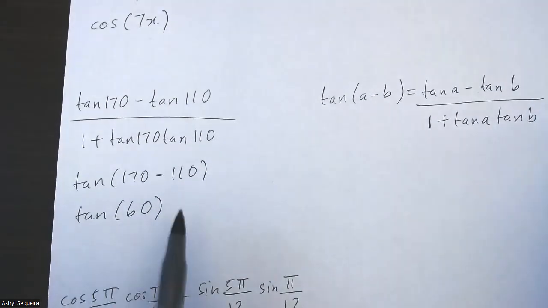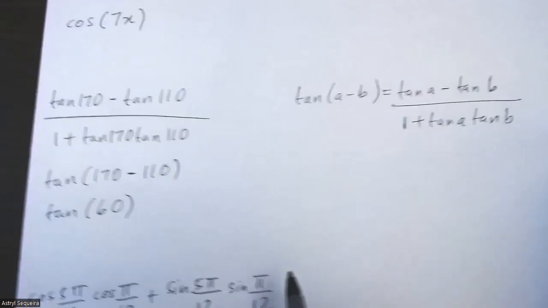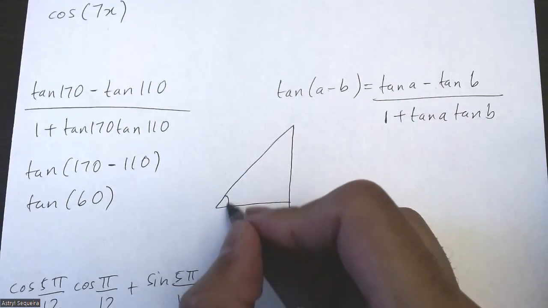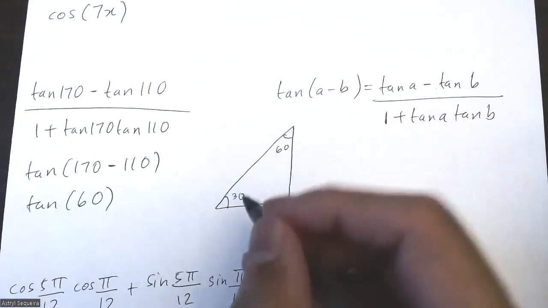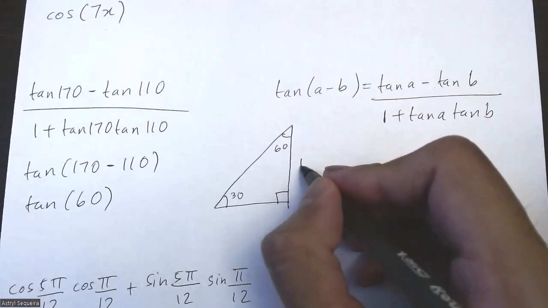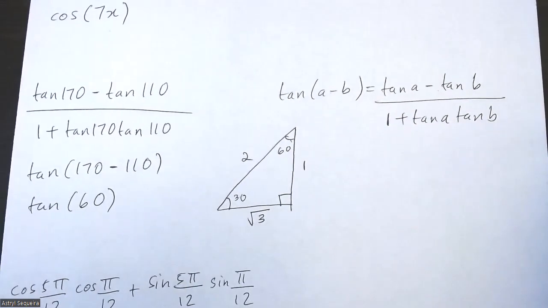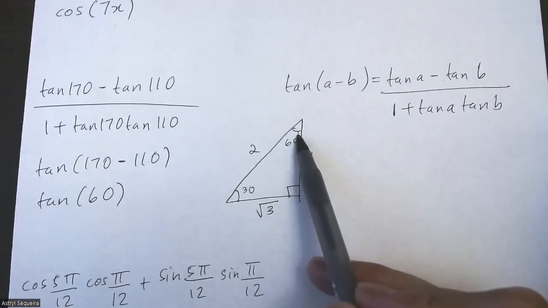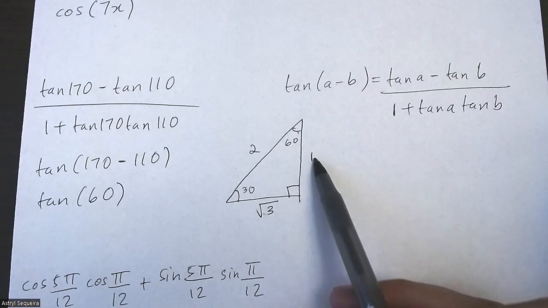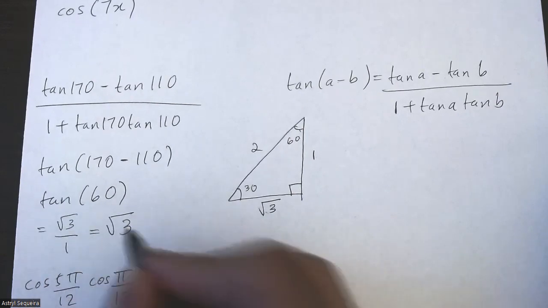Now you can put this in your calculator and figure out the exact value if your calculator allows it, but I'm going to do this without a calculator. I'm going to use my special triangles. So I know that my special triangle is like this, 30, 60, 90. Opposite of 30 is the smallest side, which is 1. Opposite of 60 is the second smallest side, which is root 3, and then the hypotenuse is 2. So tan of 60 is just opposite over adjacent, which is root 3 divided by 1, which is just square root of 3.